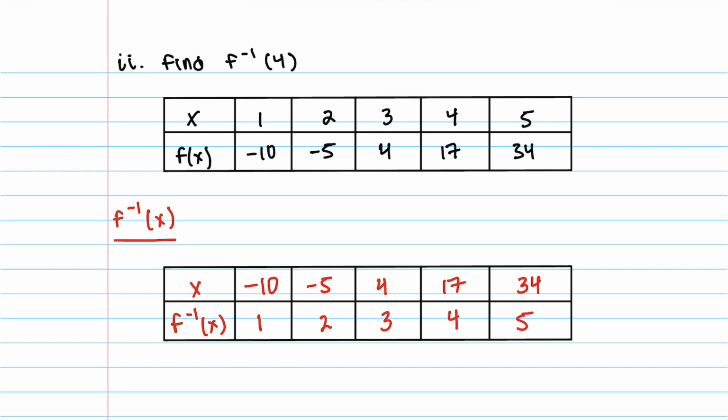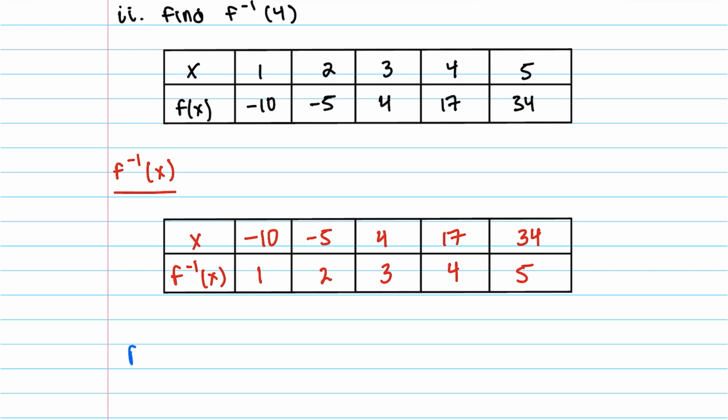And so now that we've been able to come up with this table for our inverse f of x function, we can evaluate our inverse f of x function at x is equal to 4. And so by looking at the table for our inverse f of x function, when x is equal to 4, our inverse f of x function is 3. Our final answer.